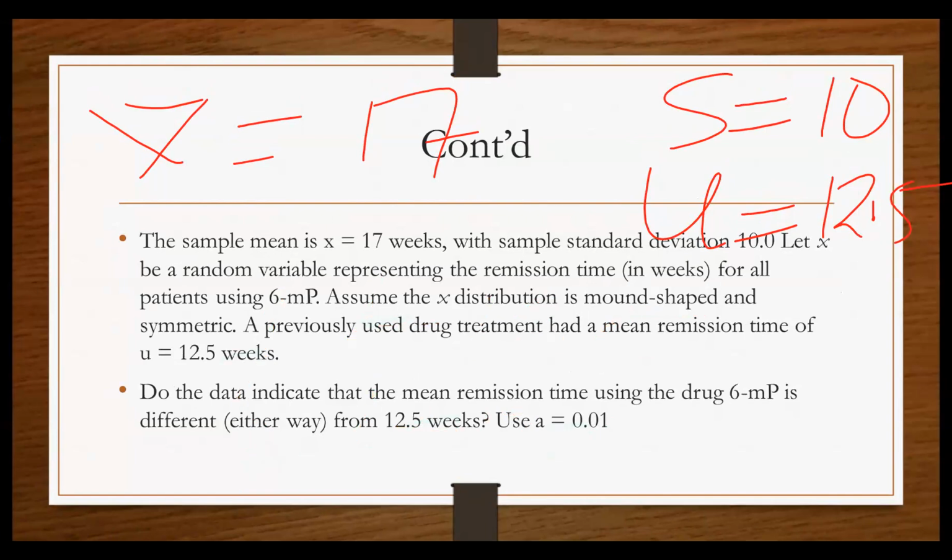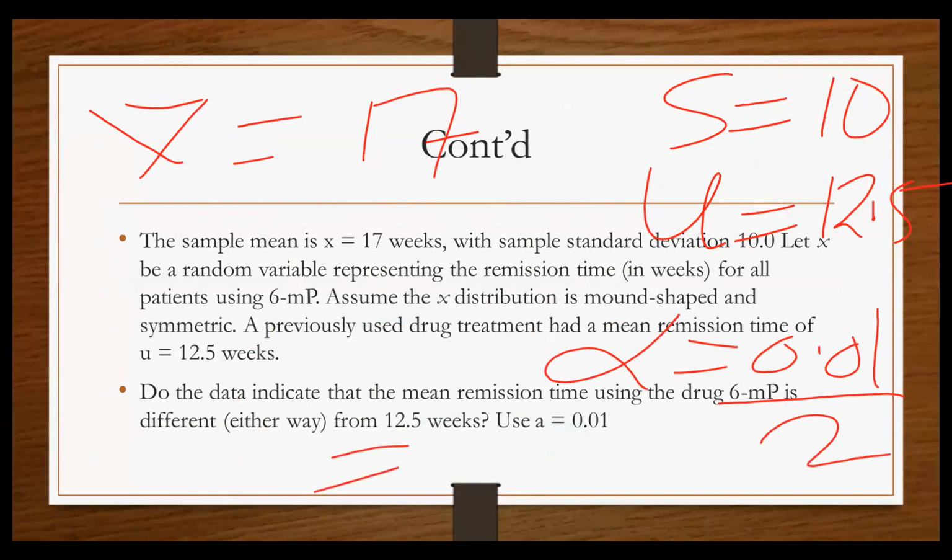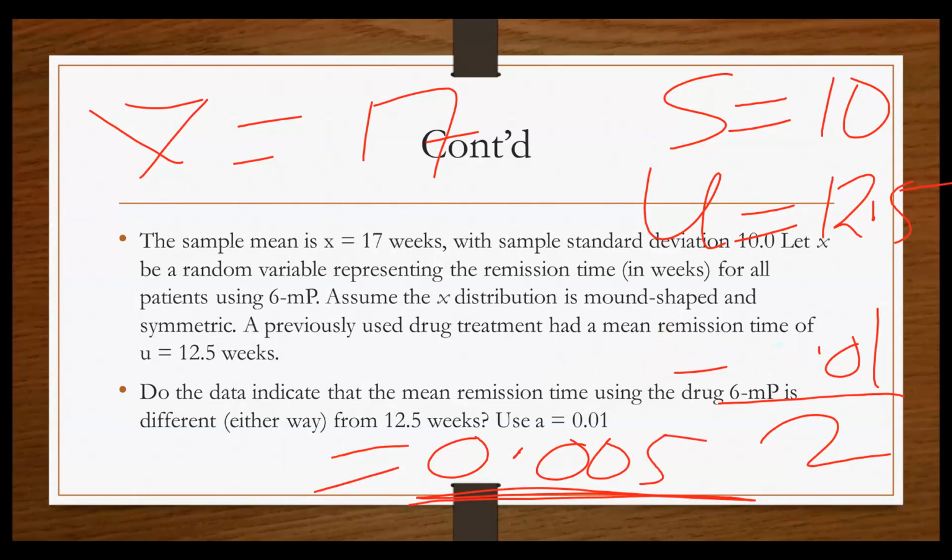For that reason, this alpha, which is 0.01, shall be divided by 2, giving us 0.005. Yes, this is what you had found. So we need to create the confidence interval to test.